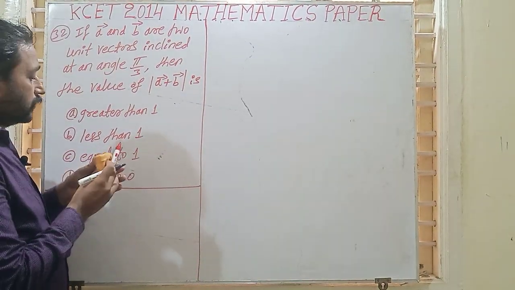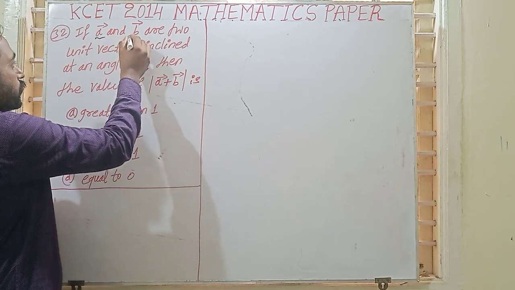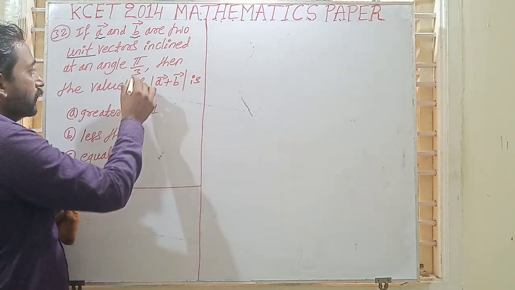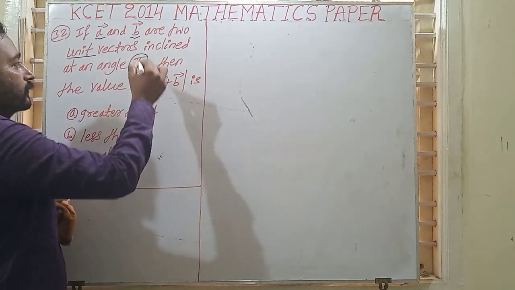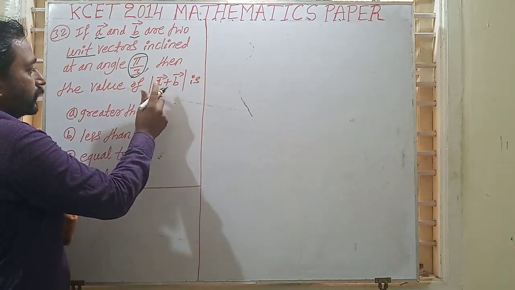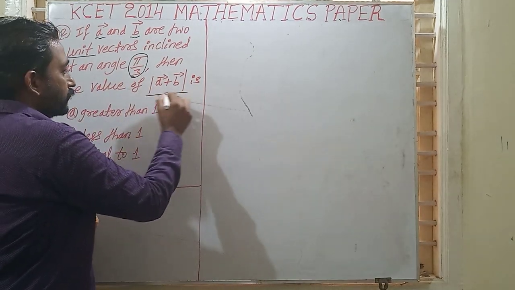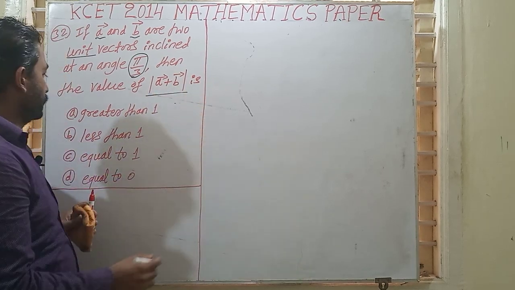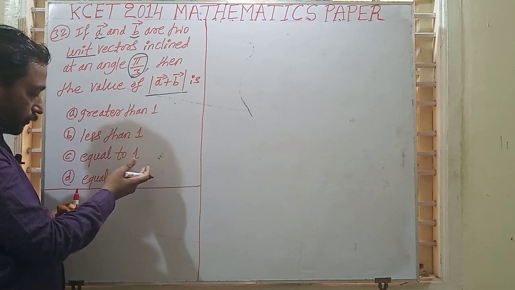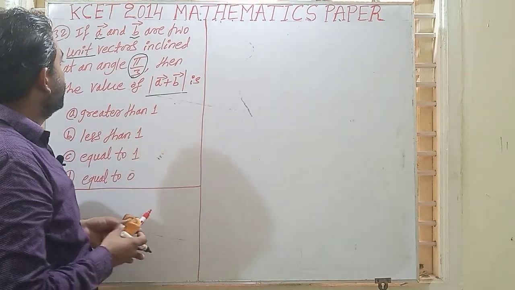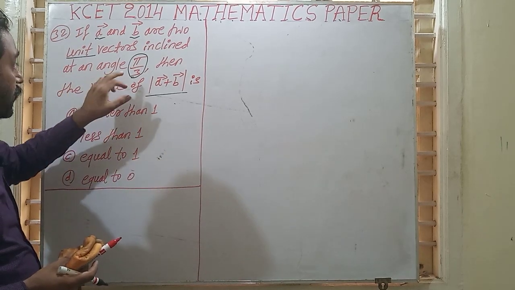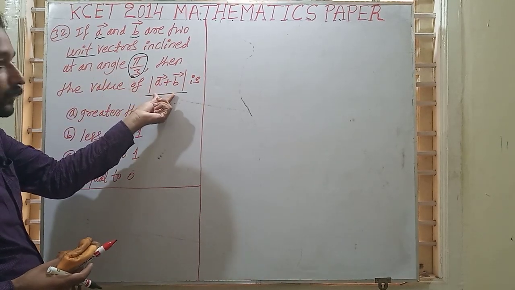If A and B are two unit vectors, very important, inclined at an angle pi by 3. The angle between these two vectors is pi by 3. Then we have to find the value of the magnitude of A plus B. Is it greater than 1, less than 1, equal to 1, or equal to 0? Basically these problems depend on the chapter vectors, particularly the angle between vectors and also the magnitude of a vector.